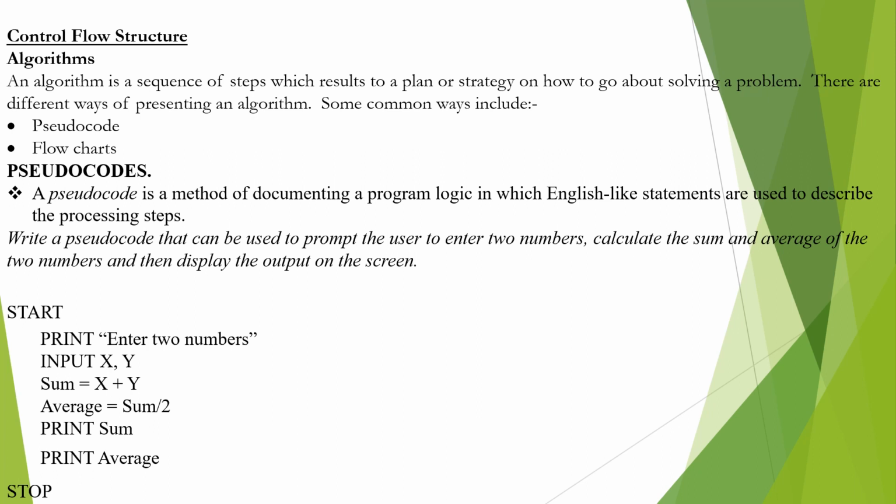After that, the second line is input. So you input your numbers x and y. Then you decide what you want the program to do to find the sum. So sum is equal to x plus y. Next, average. Average is equal to the sum divided by 2. For the output, you print sum, then you print average. That would be your output. And then you tell the program to stop running. As you can see on your screen, this is the example of a pseudocode.